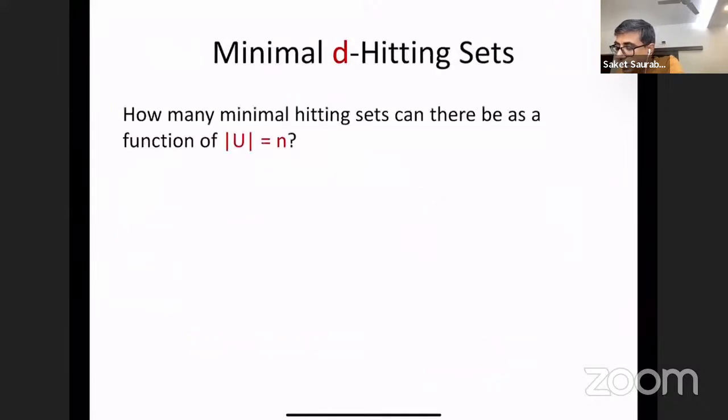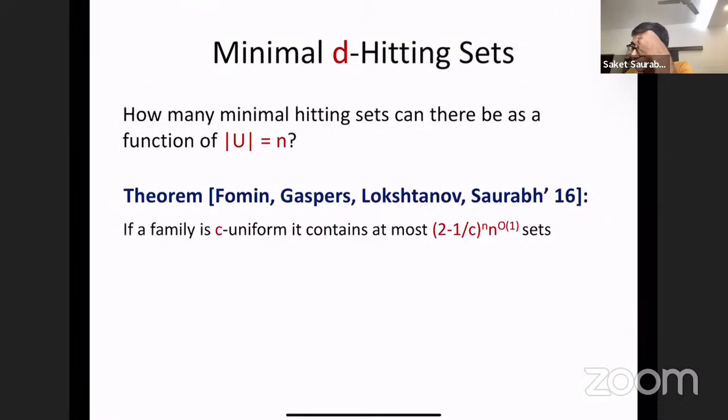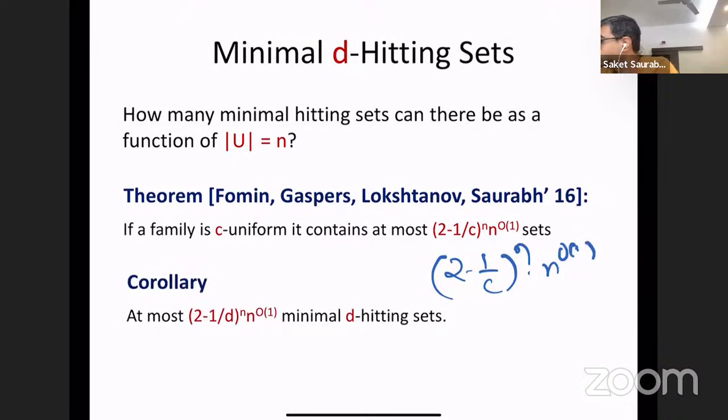Okay. So now you ask, how many minimal hitting sets can there be as a function of universe size n? We proved this theorem in 2016 that if a family is C uniform, it contains at most (2 minus 1 by c) to the power n sets. So how many minimal d hitting sets will we have? At most (2 minus 1 by d) to the power n, because minimal d hitting sets are d uniform.